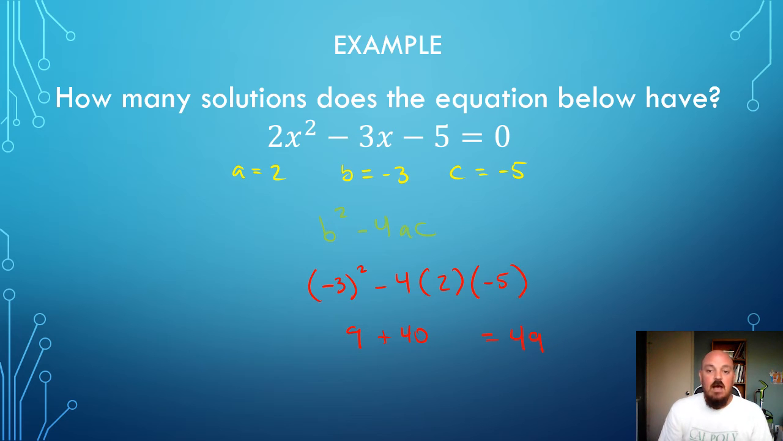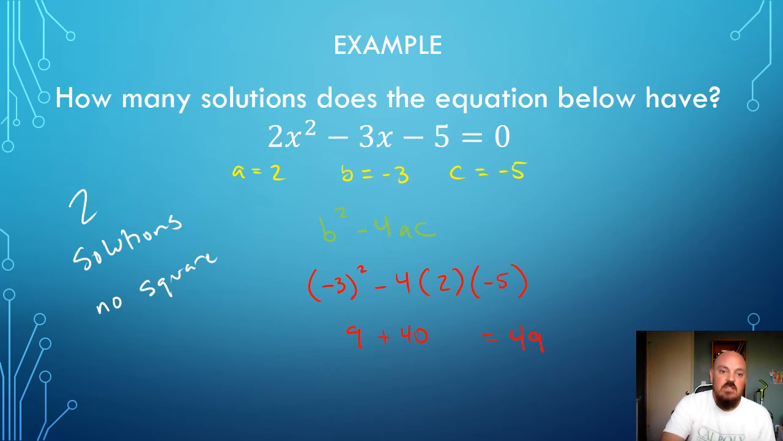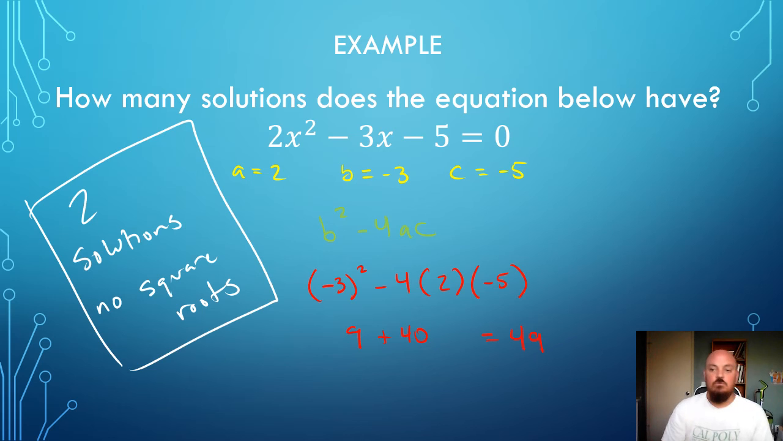But basically, I got a positive number that is a perfect square. 49 is 7 squared. So my answer to this question, I asked how many solutions there are. There are 2 solutions. And I didn't really ask you this, but let's add it in there. 2 solutions with no square roots in them. We're going to have either whole numbered answers or fraction answers, but not radicals in our answer. Because it was a whole number over here. Whole number with a perfect square. Whole number that is a perfect square.